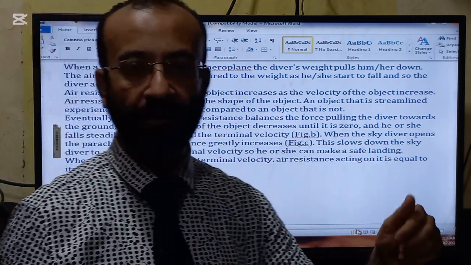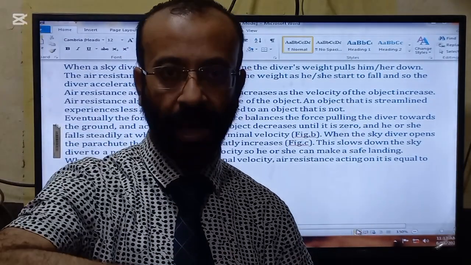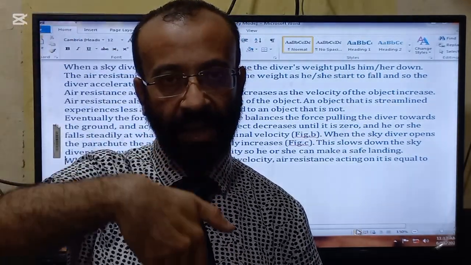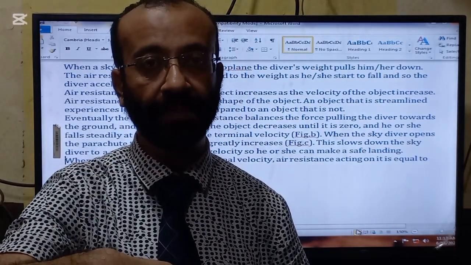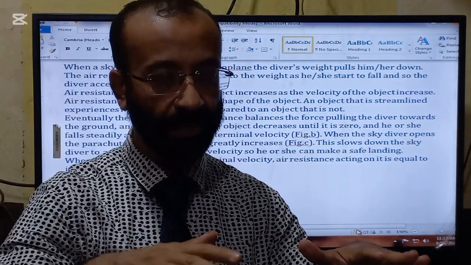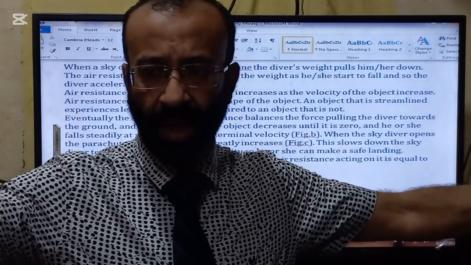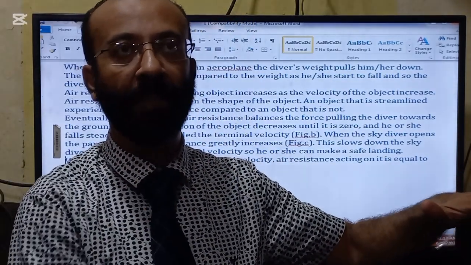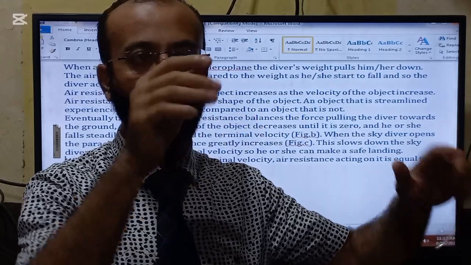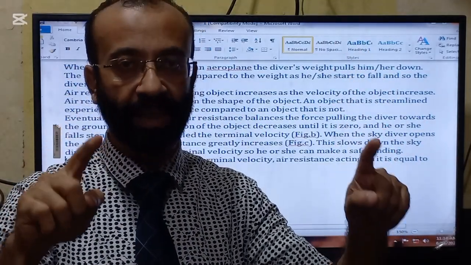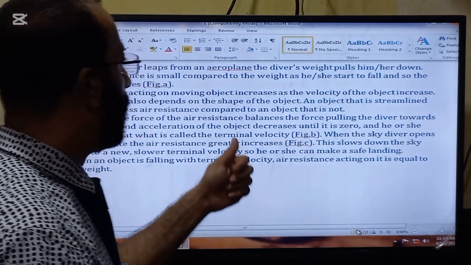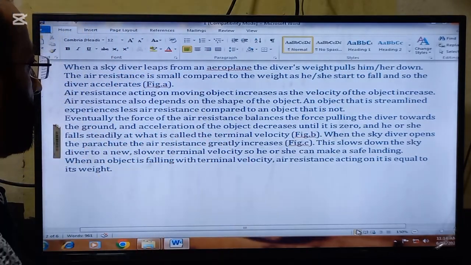So if the diver jumps head down, that will be streamlined, so the body will accelerate more speedily. But if he jumps into the air in a horizontal position, more air resistance will be applied to the body and acceleration will be lesser. So body shape matters as far as air resistance is concerned.